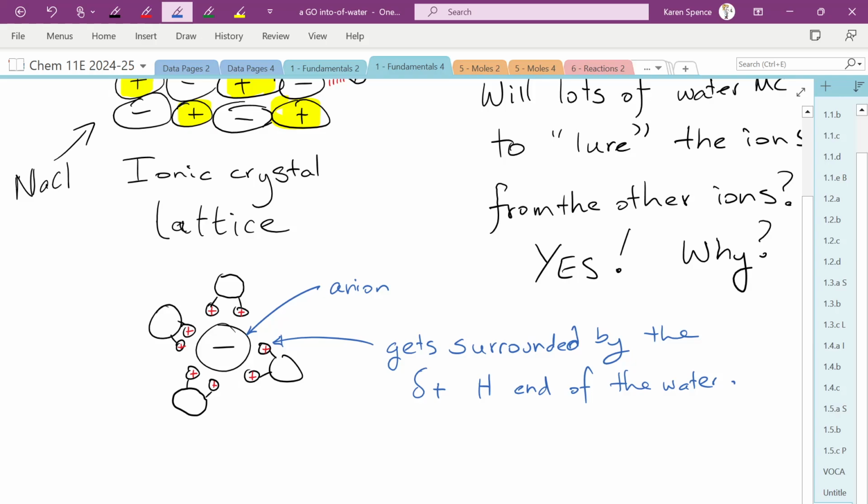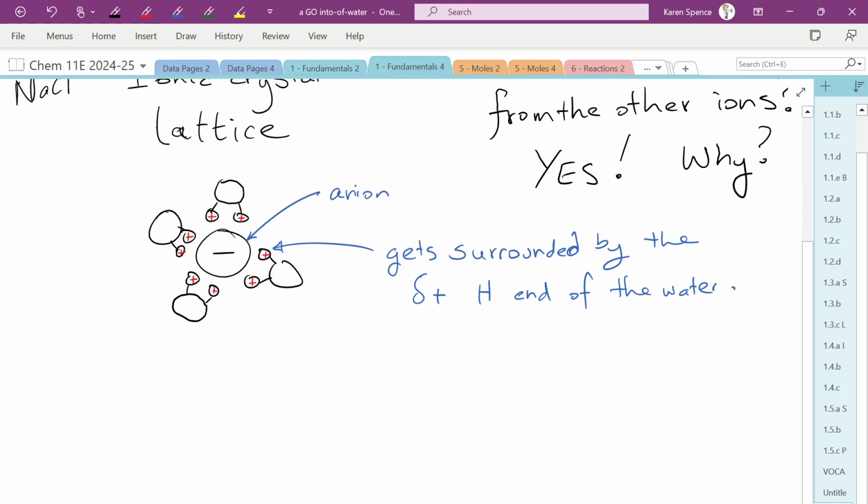It's okay. All right. So that is what happens with an anion. Could you guys draw me what happens with a cation? Okay, so I'd like you to draw what happens with a cation.